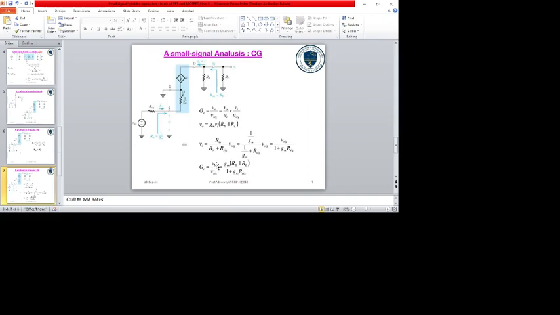The ratio of V0 to V signal will be the gain factor of this entire system. So for this common gate configuration, the gain is equal to Gm RD parallel with RL divided by 1 plus Gm into R signal. So these are all the procedures to analyze a small signal equivalent hybrid pi model of JFET and MOSFET. Thank you, students.